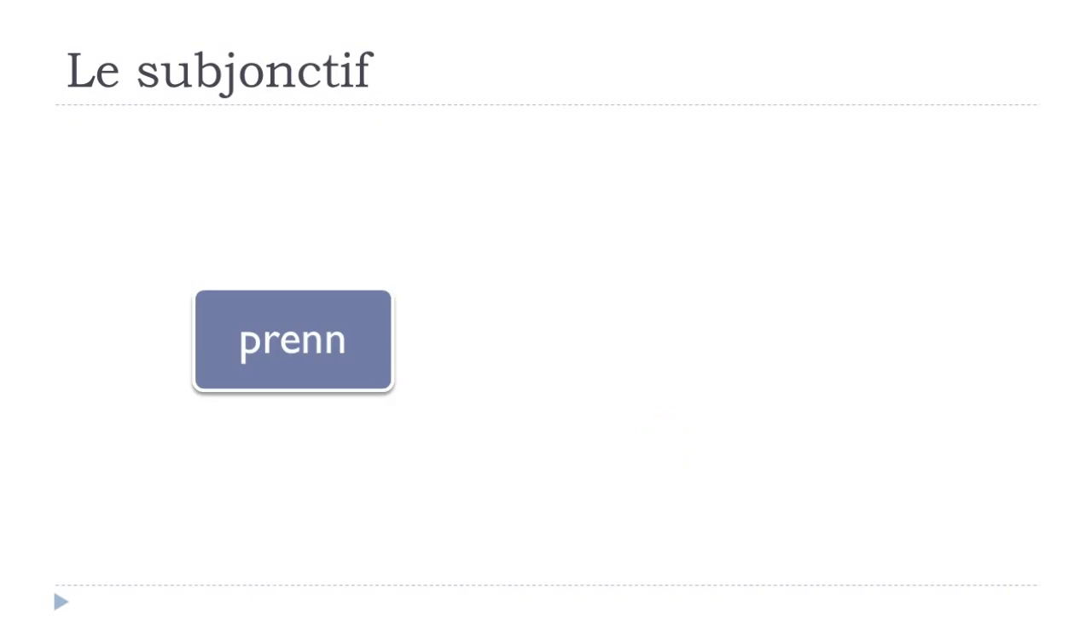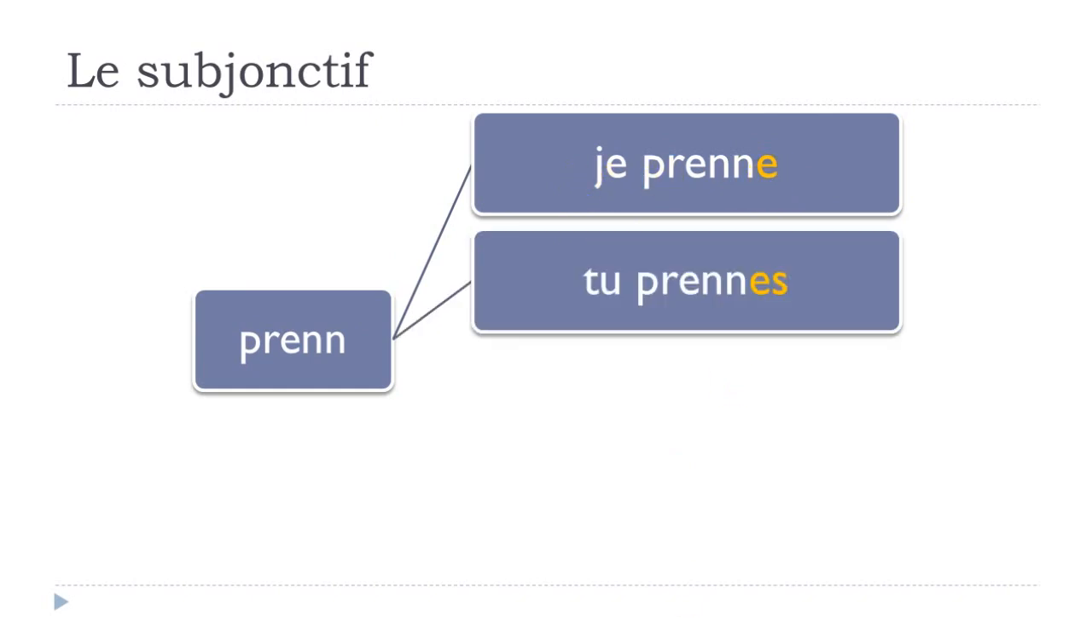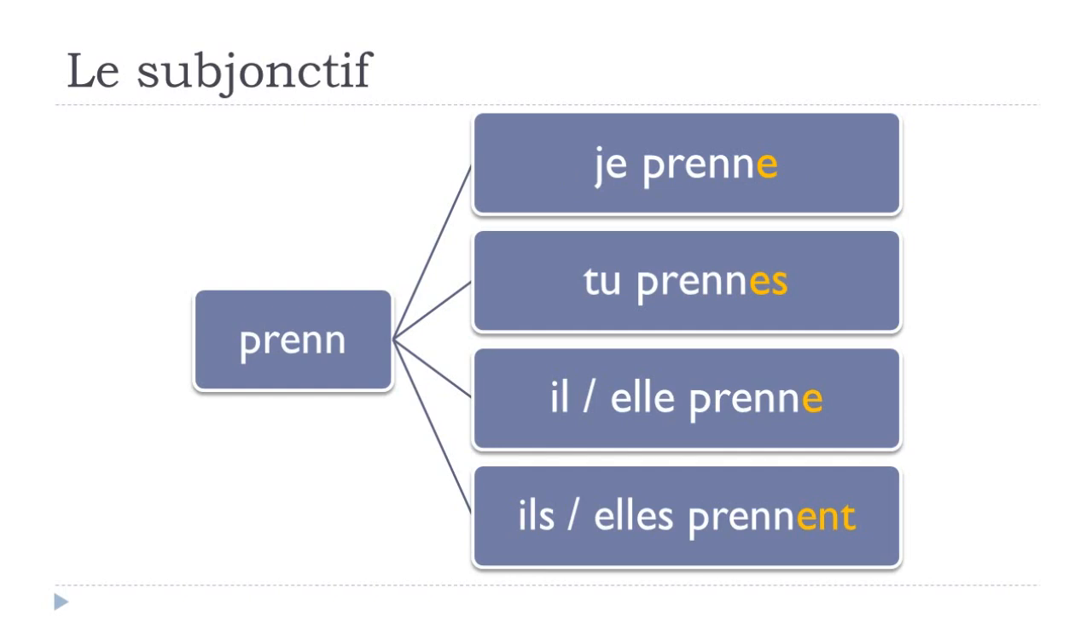So what we'll do is take this first part, the part that we took away from this ils form, and then we'll put je. Je, so we take it back, have a look, it goes here, and we put the ending. The ending for je will be e, okay? The ending for tu will be es. The ending for il, elle will be e, and the ending for ils, elles at the plural form will be ent. If you look carefully, it's not that strange.